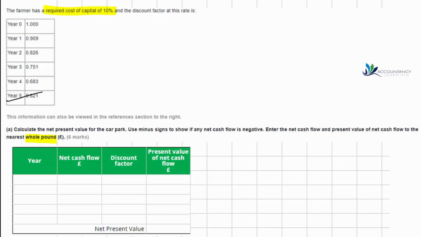So let's put in some years to begin with. We're going to start off with year 0. That's when we have to buy and install the car park in the first place. And then we have years 1, 2, 3, and 4. Okay, we don't have to worry about year 5. And then our discount factors, well, we can copy those straight in from the table we can see at the top of the screen.